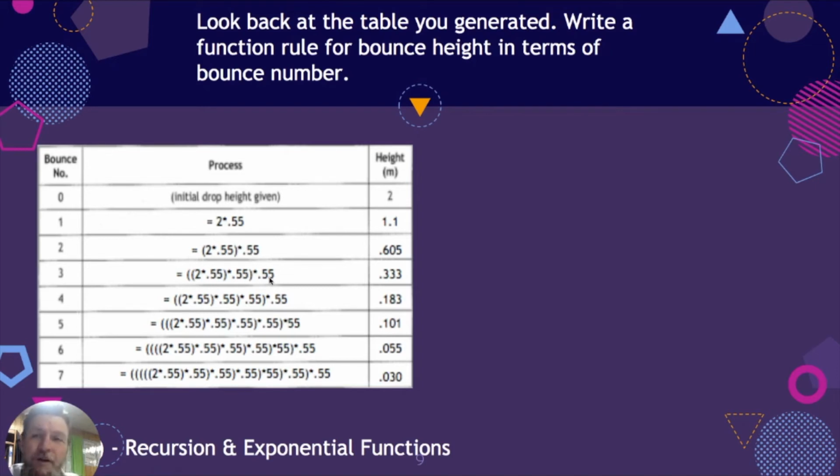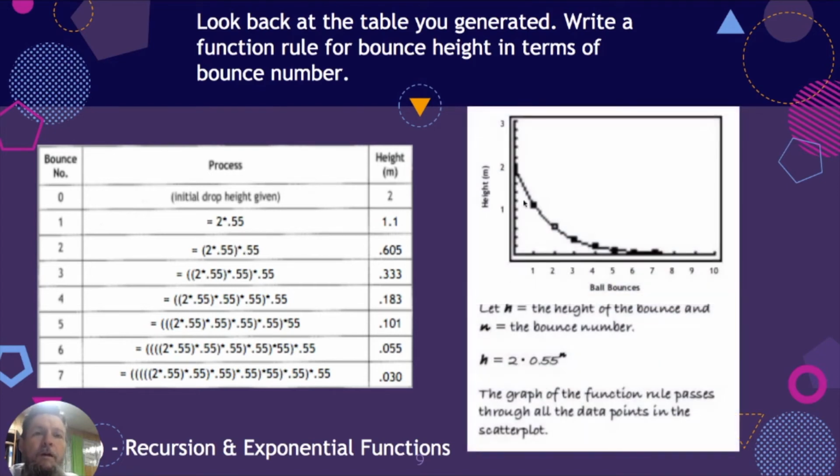An exponential function obviously has an exponent somewhere. It's obviously going to be multiplied by the 0.55. So our function rule, height of the bounce, where n equals the bounce number, is 2 times 0.55 raised to the n power. The graph of the function rule passes through all the data points on the scatter plot.